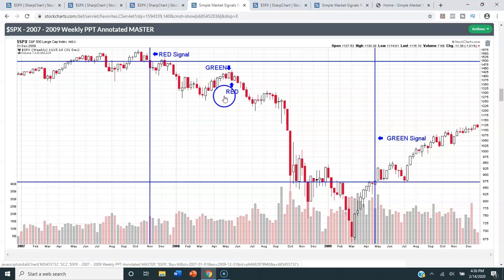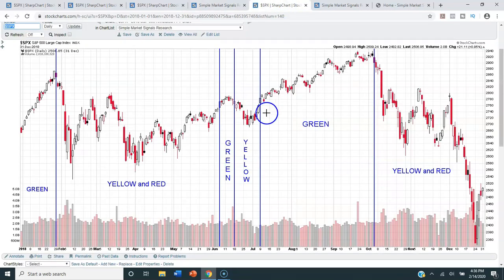So this is what would have happened. Again, you could have gotten out somewhere around 1,500 and got back in at about 875 on the S&P. That's 2007 you would have gotten out. You would have sat out basically all but maybe a couple weeks of '08, and then you could have gotten back in towards the tail end of April of '09. So that's back testing.